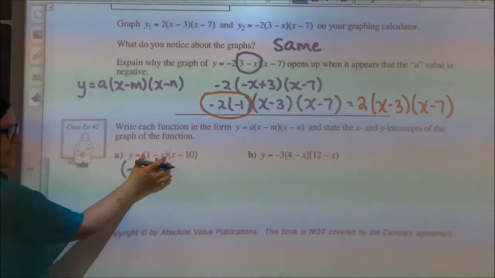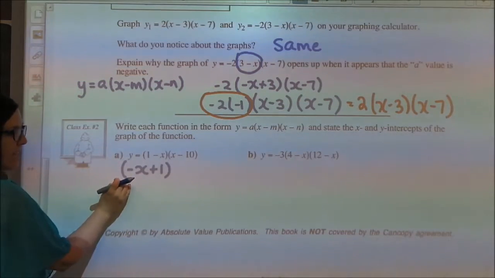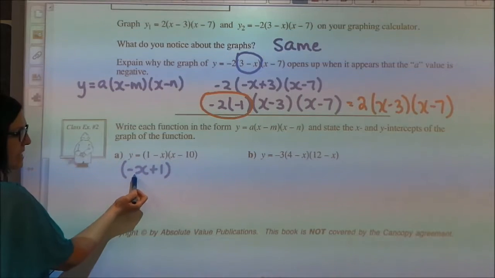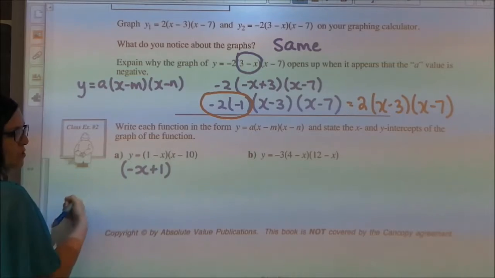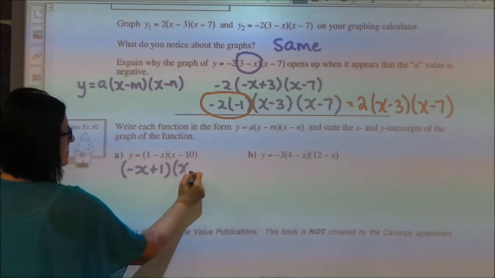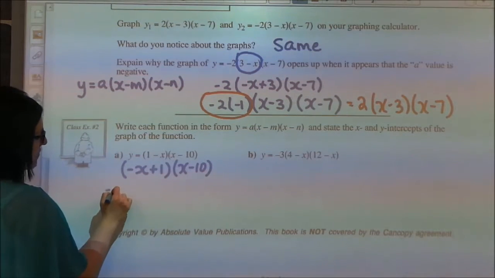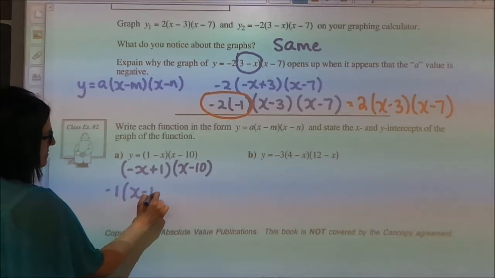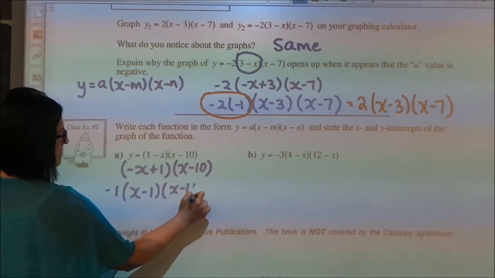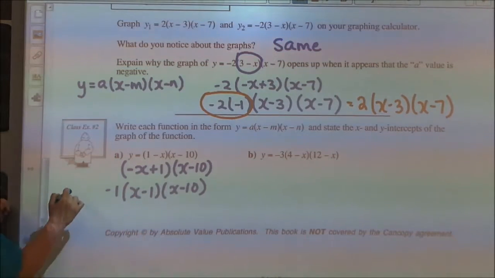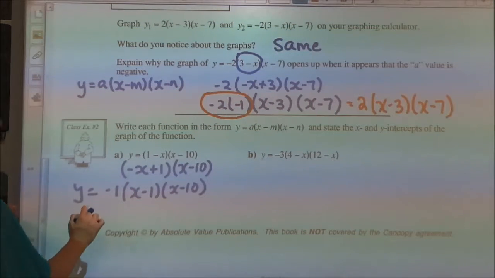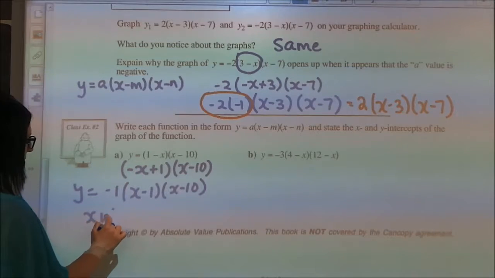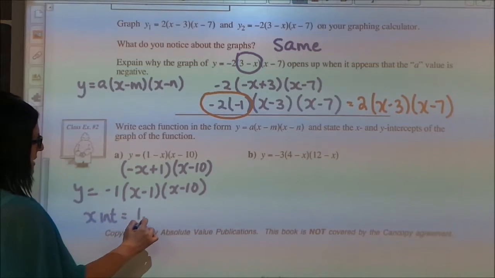If I just take this and rewrite it as negative x plus 1, so the negative stays with the x, there's no sign in front of the 1, which means it's positive. Then I can factor out my negative 1. And this becomes my new equation, y equals. So that means that my x-intercepts will be 1 and 10.